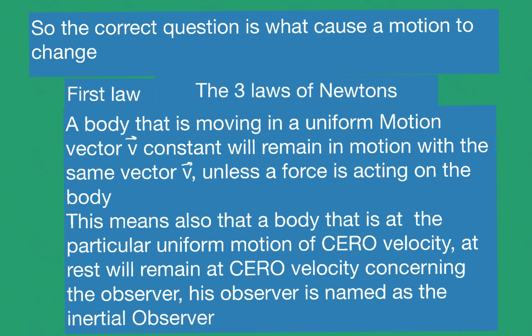And this observer will be named the inertial observer. The inertial observer is the observer that, when nothing is acting on the object, will see the trajectory of the particle, the magnitude of the velocity and the direction of the velocity, not change. So, in this case that nothing is acting, he will see the trajectory as a rectilinear line.